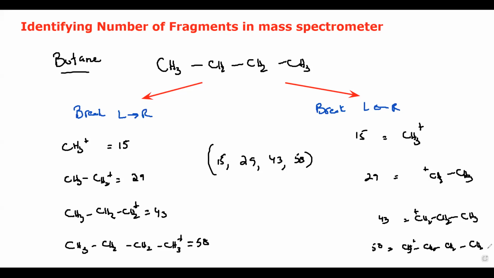So another example, say we have an aldehyde, CH3CH2C double bonded with O, H. So how to identify the number of the peaks? So break from left to right. So there will be a peak of CH3.